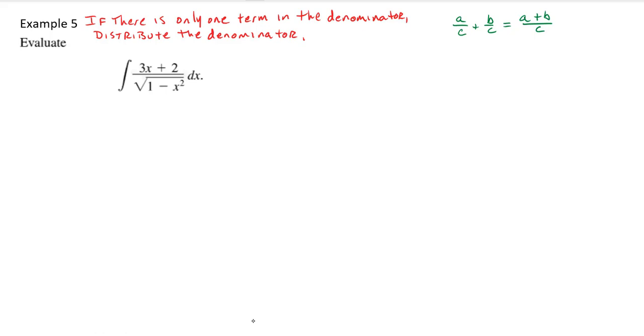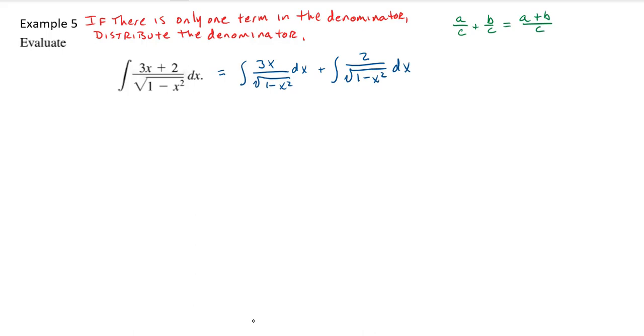What we're going to do here is go in the reverse order. We have a sum over a common denominator. I'm going to break that sum up into two different fractions. This will be the integral of 3x over the square root of 1 minus x squared dx plus the integral of 2 over the square root of 1 minus x squared dx. Does everybody see what I did there?